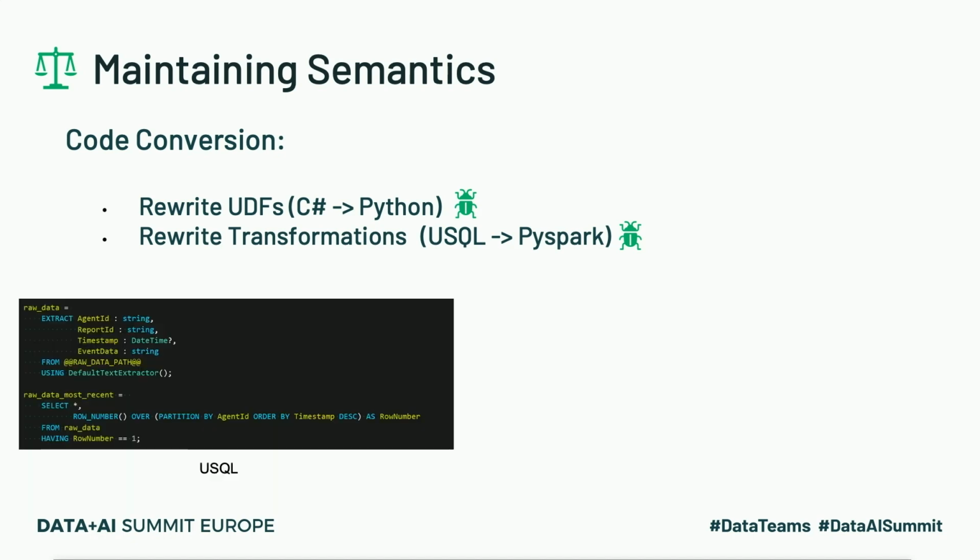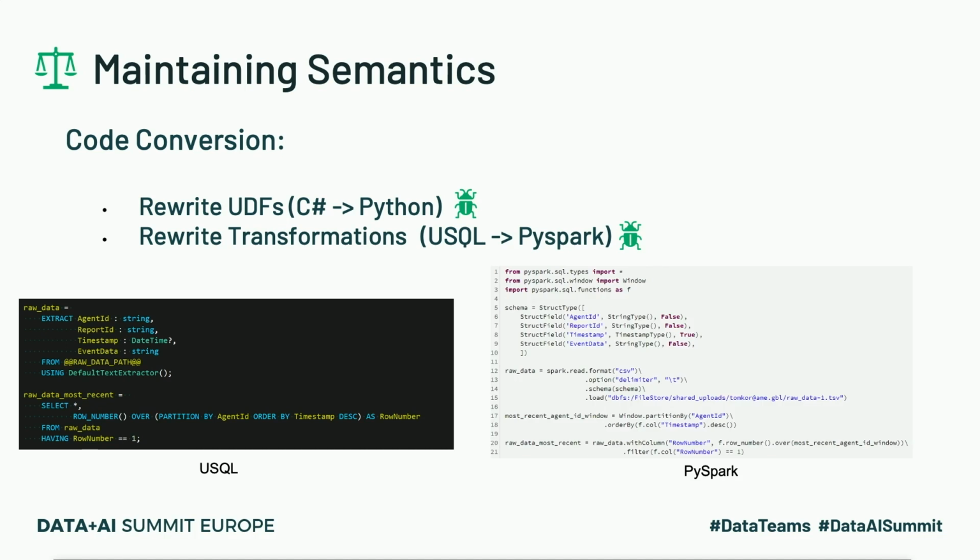Now, as an example, we have here two examples of transformation. One is written in USQL, and one is written in PySpark. You can see that the two languages are totally different, and some activity may require more code than the other.